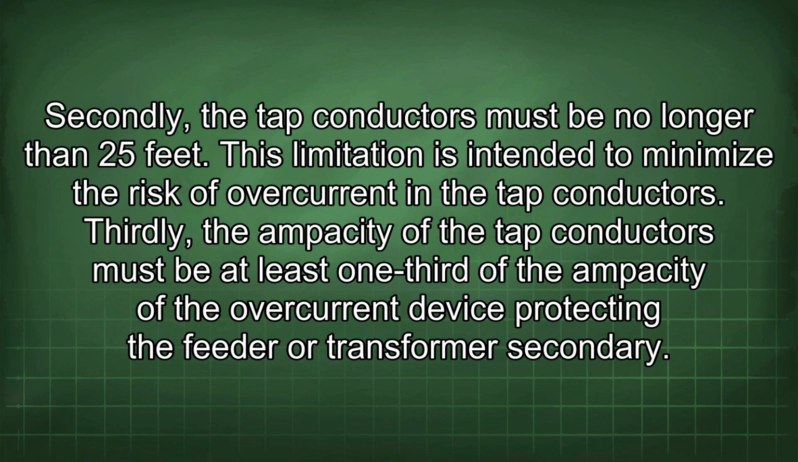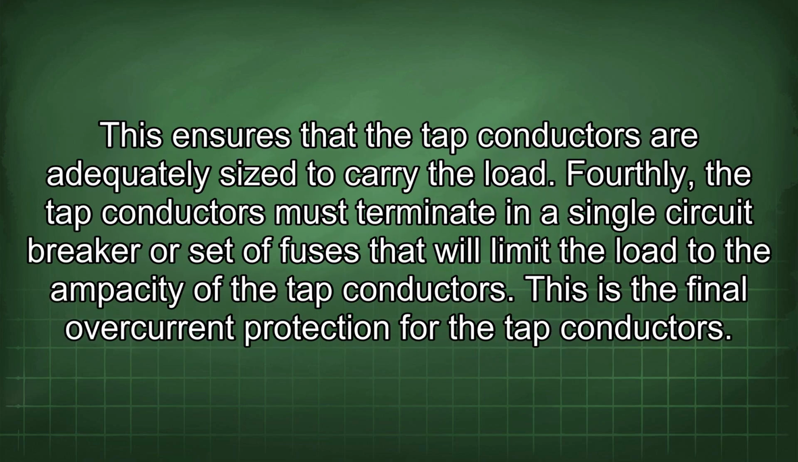Thirdly, the ampacity of the tap conductors must be at least 1/3 of the ampacity of the overcurrent device protecting the feeder or transformer secondary. This ensures that the tap conductors are adequately sized to carry the load. Fourthly, the tap conductors must terminate in a single circuit breaker or set of fuses that will limit the load to the ampacity of the tap conductors. This is the final overcurrent protection for the tap conductors.